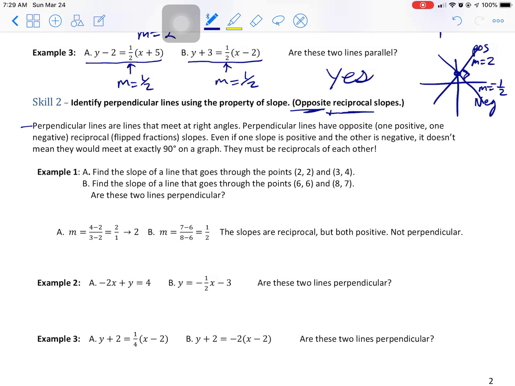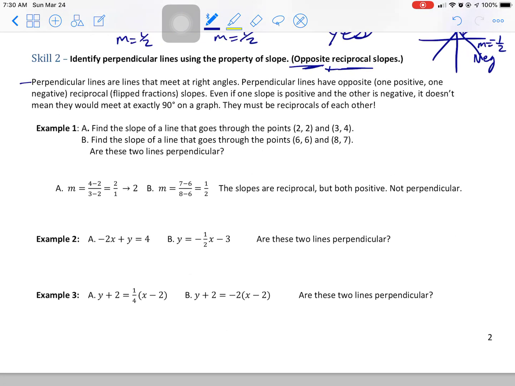So perpendicular lines meet at right angles. The perpendicular lines have opposite and reciprocal slopes. Even if one slope is positive and the other is negative, that doesn't mean they would meet exactly at 90 degrees. They must also be reciprocals of each other. So let's do this again.